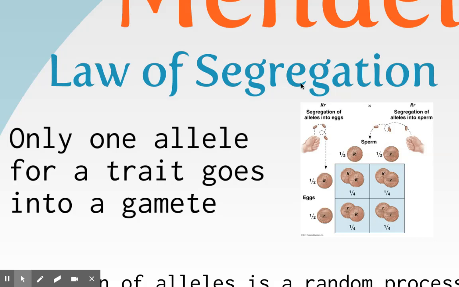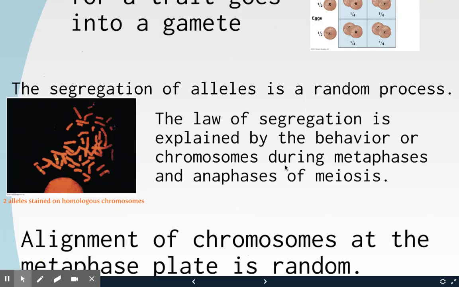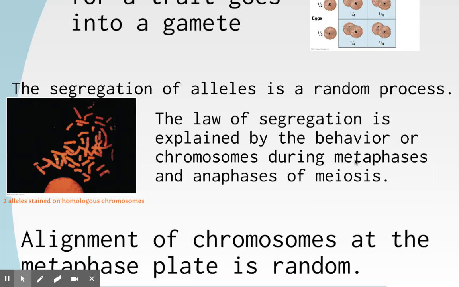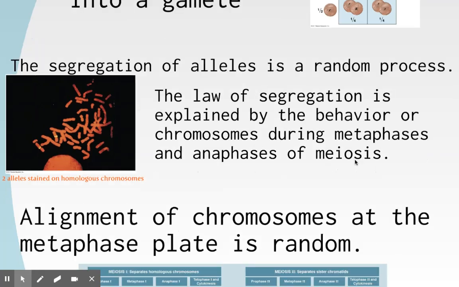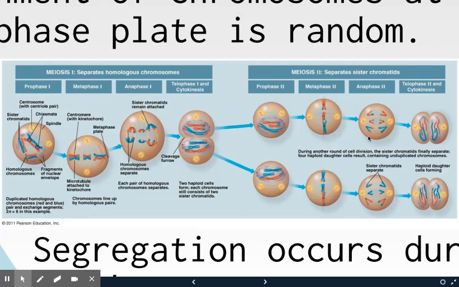And so the law of segregation just states the alleles will segregate. This occurs during meiosis, during metaphase and anaphase. Remember, metaphase, all the chromosomes line up on the equator, and then anaphase, they all get pulled apart. So that pulling apart of the chromosomes is pulling apart the alleles of each trait. And you can see that here. So we have all the chromosomes lined up.